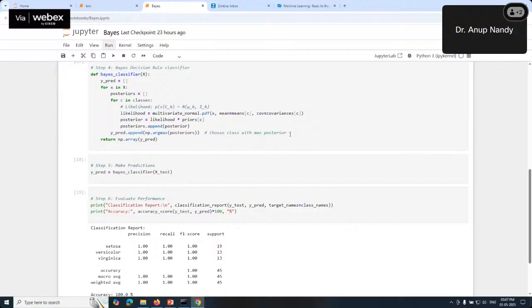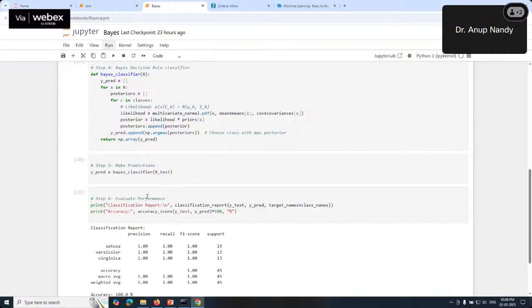Now you have to choose the class based on the maximum posterior value. Whichever class gives the maximum posterior probability, that test sample will be classified into that particular class. Finally, y has been predicted, and you just return np.array of y predicted. Now this makes predictions; y predicted means Bayes classification on this particular X test.